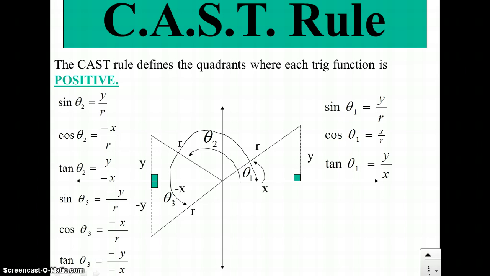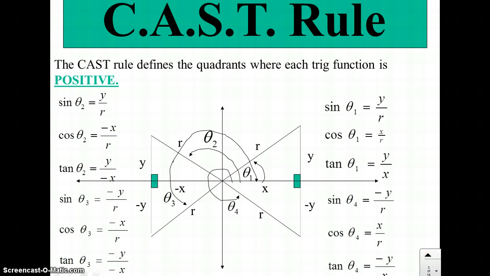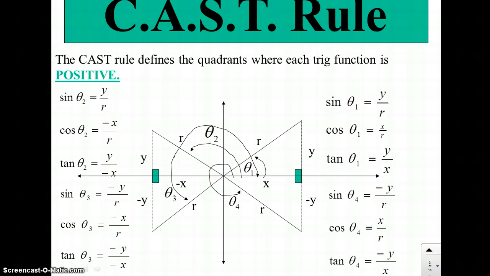Quadrant 4, same idea: draw the angle in standard position, we'll call this theta 4, and complete my right angle triangle. X is still positive here, this leg now becomes a negative y, and my hypotenuse is positive r. And my trig ratios for theta 4 are as follows. Sine is negative y over r, opposite over hypotenuse. Cosine, positive x over r. Tangent, negative y over positive x.